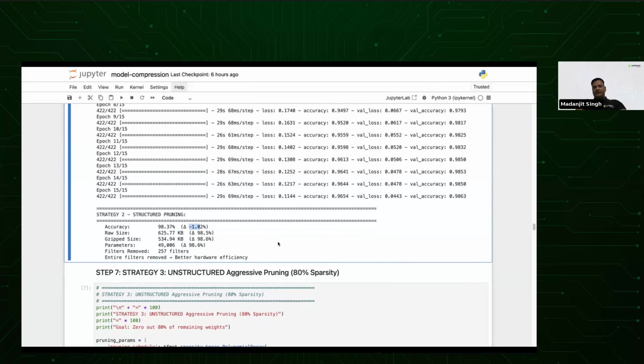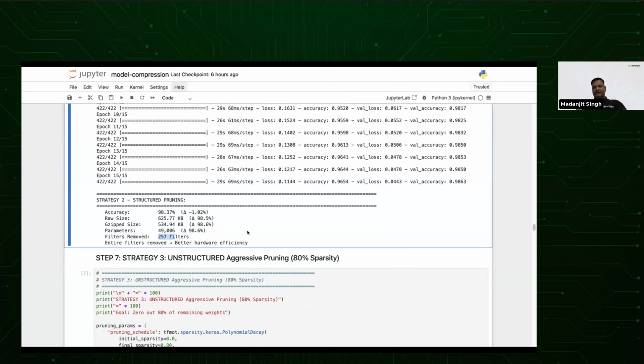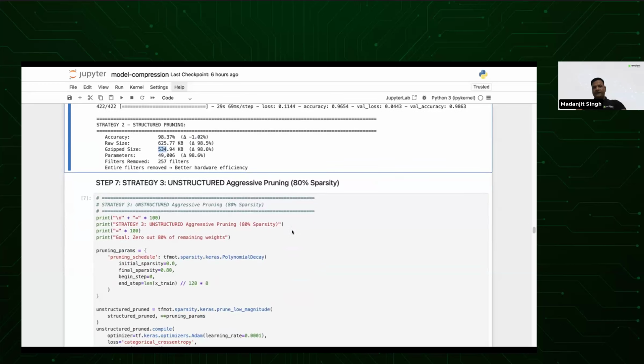Okay. Forget about filters. You can count these filters. These are just for information purposes. And the GZip size, you could see, has gone down.